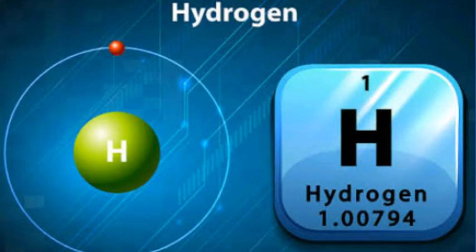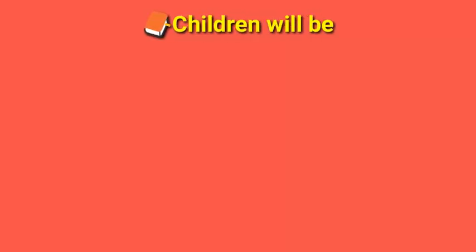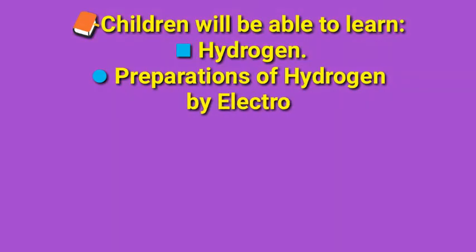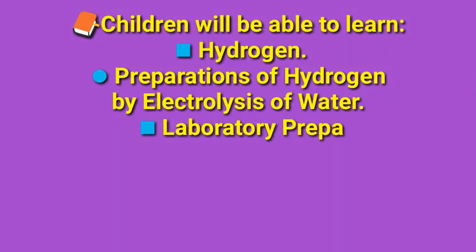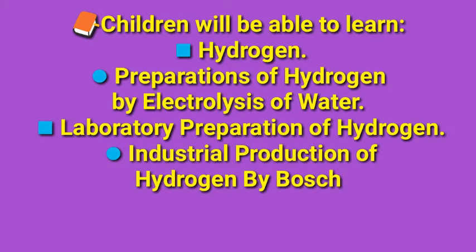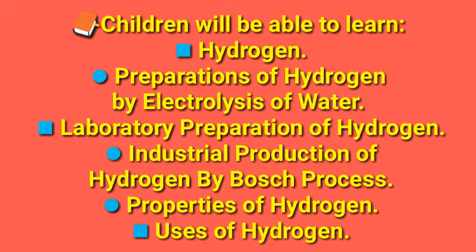In this chapter, children will be able to learn about hydrogen, preparation of hydrogen by electrolysis of water, laboratory preparation of hydrogen, industrial production of hydrogen by the Bosch process, properties of hydrogen, uses of hydrogen, and very important, in the last portion we will discuss the questions and answers regarding this chapter.